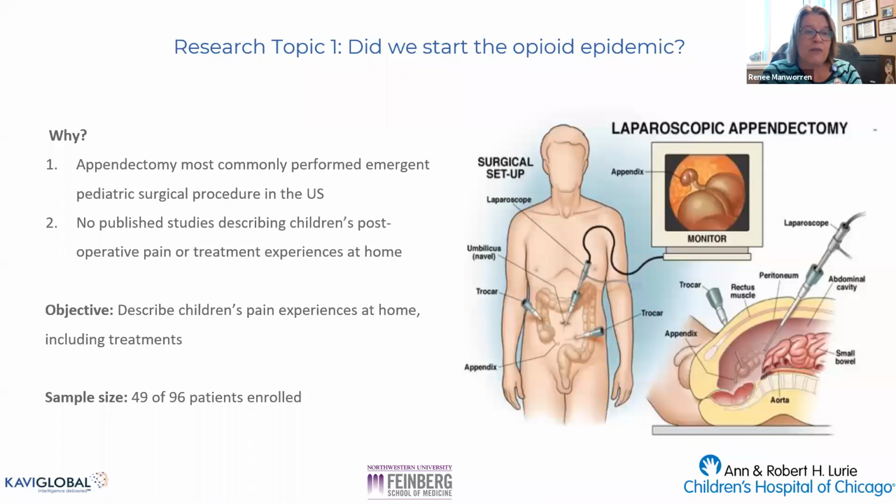We only have data on 49 patients. Why? Because sometimes when you send things like opioids into the big black box of the home, they don't come back and people don't tell you what's happening. But we did have at least 49 people who gave us results.